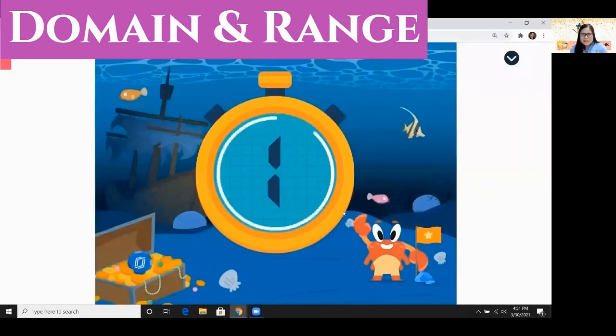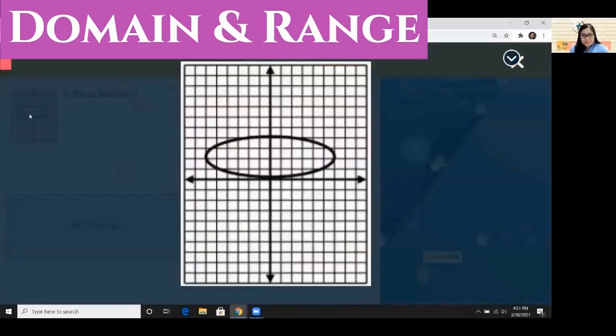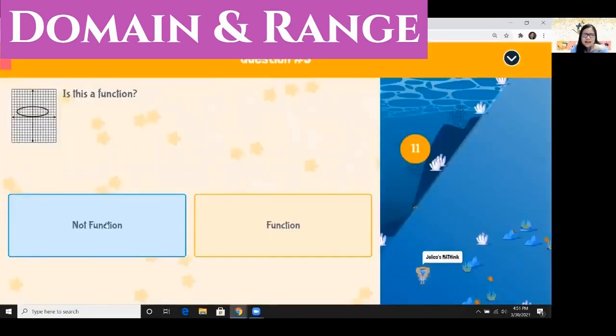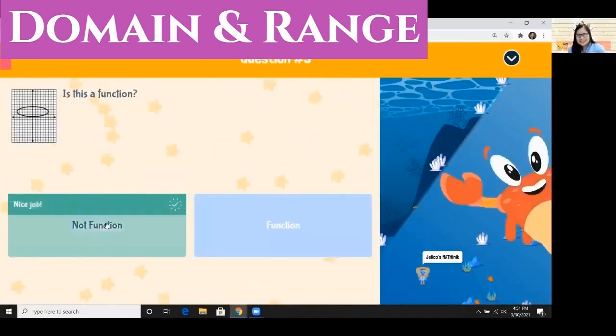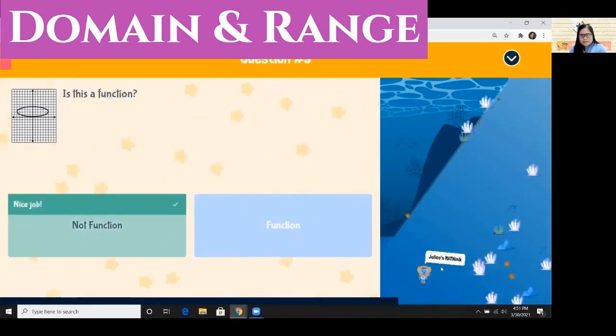Question number 3. Is this a function? What do you think? Is this a function? Yes or no? So if you draw a vertical line test, it will touch the graph, the ellipse, twice or more than once. So therefore, it is not a function. So not a function, right. Good job. Let's climb up and up and up.